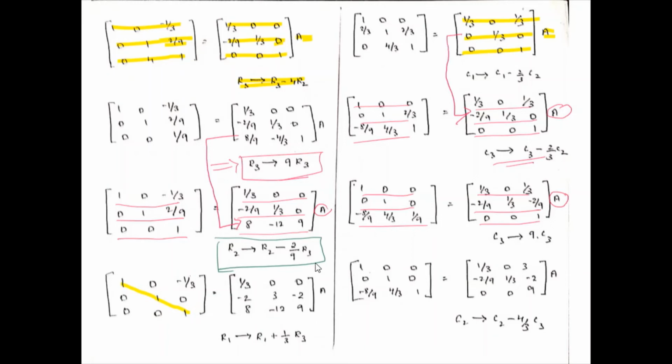Here we need to convert the C3 into 1, that is A33, 1 by 9 into 1. So we can directly multiply 9 with C3, it becomes 1. 9 by 9 is 1. When we apply this operation, the matrix will become 1 0 0, 0 1 0, minus 8 by 9, 4 by 3, 1 equal to 1 by 3, 0, 3, minus 2 by 9, 1 by 3, minus 2, 0, 0, 9 into A. You may check the elements in the RHS by pausing this video.